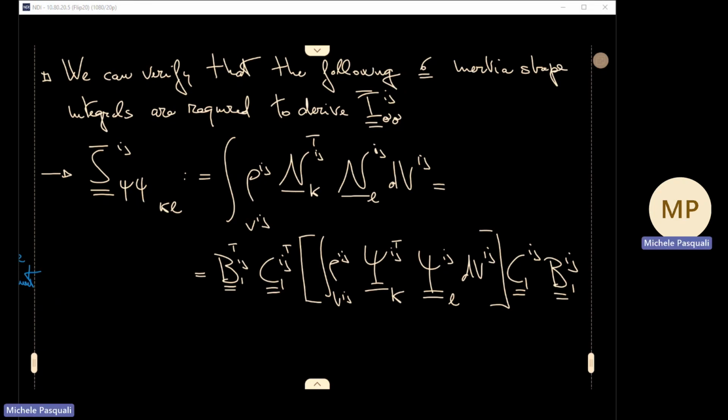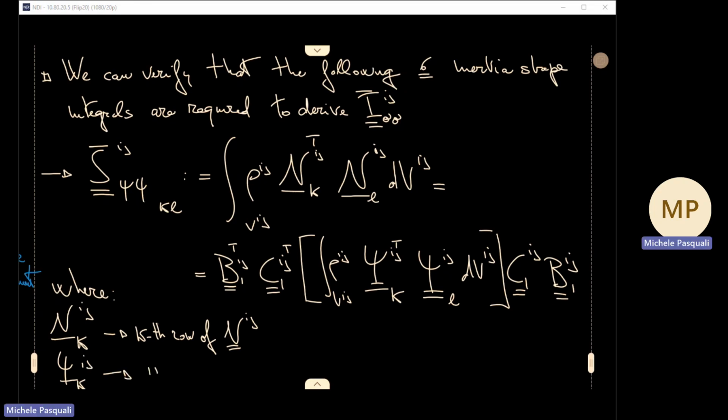So let's write it down. N k ij is the kth row of N ij, and C as well is the kth row of the matrix C ij.